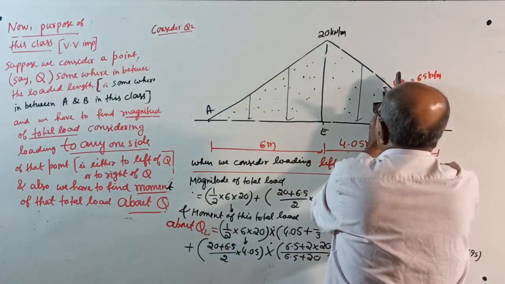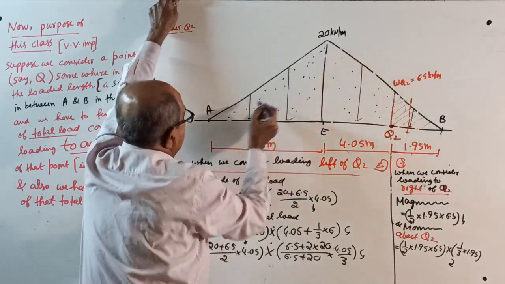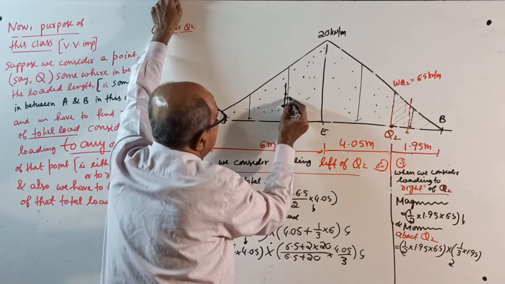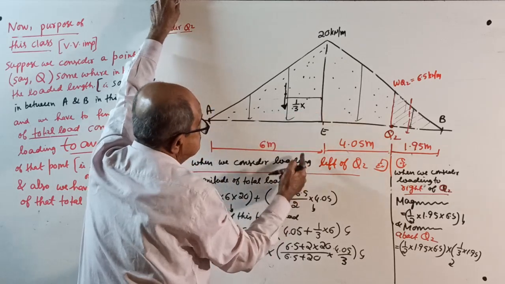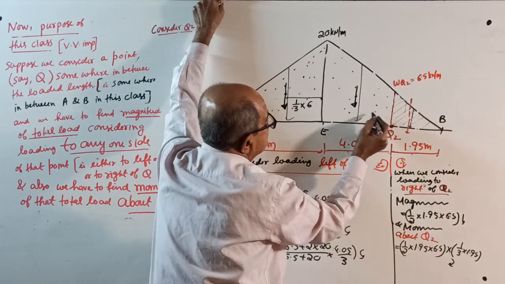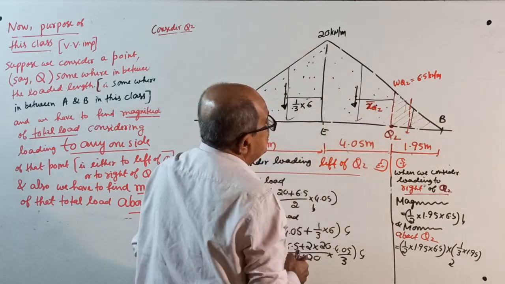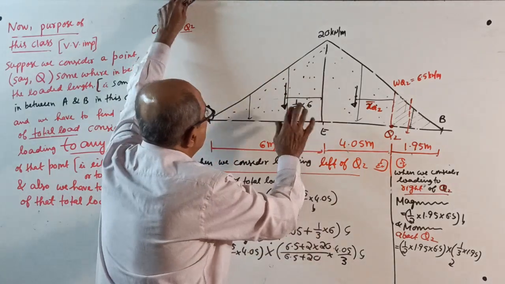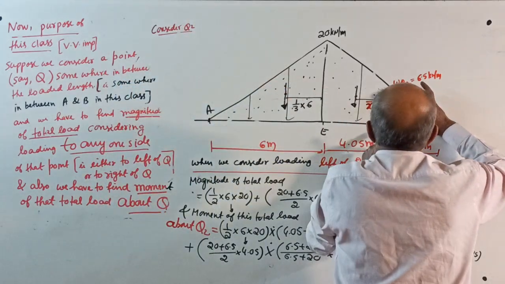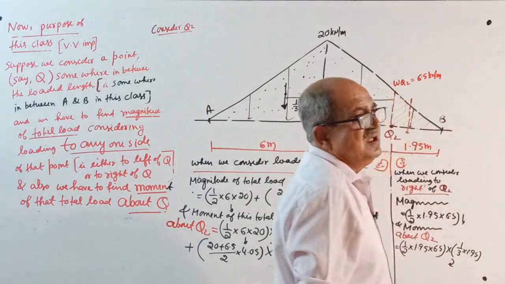Now, consider the left side. Be careful. For the triangle from A to E, the total load will be somewhere here, at a distance of 1 by 3 of 6. For the trapezium, the total load will be somewhere here, at a distance from Q, let it be x bar Q2. This is how to find x bar, which I have told many times: (6.5 plus twice of 20) divided by (6.5 plus 20), into 4.05 by 3.